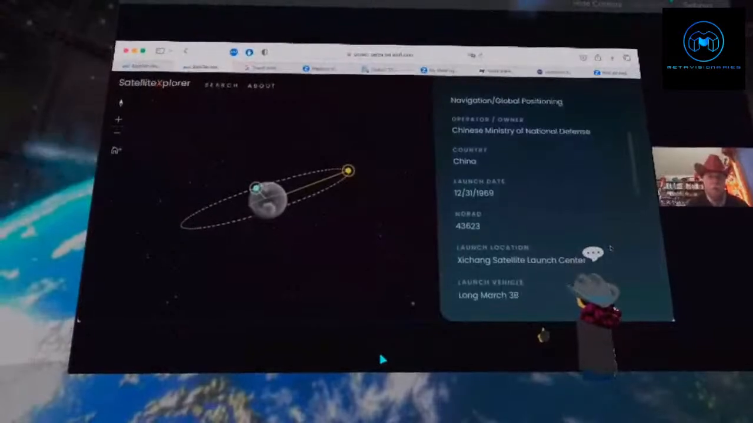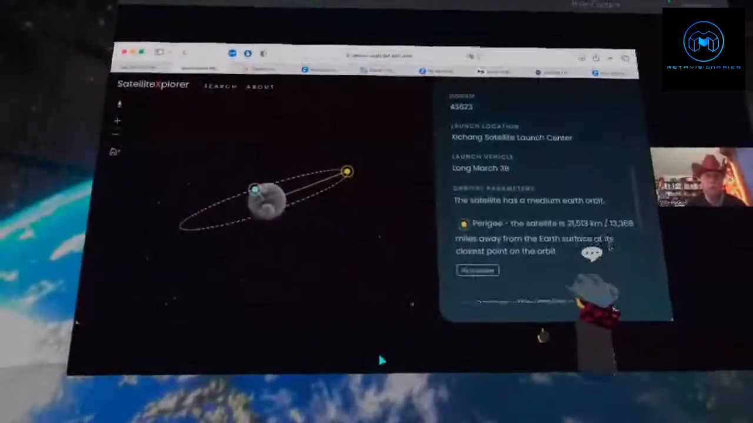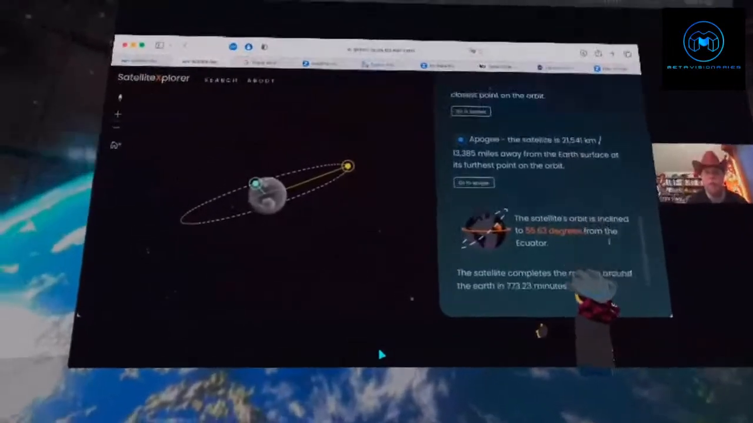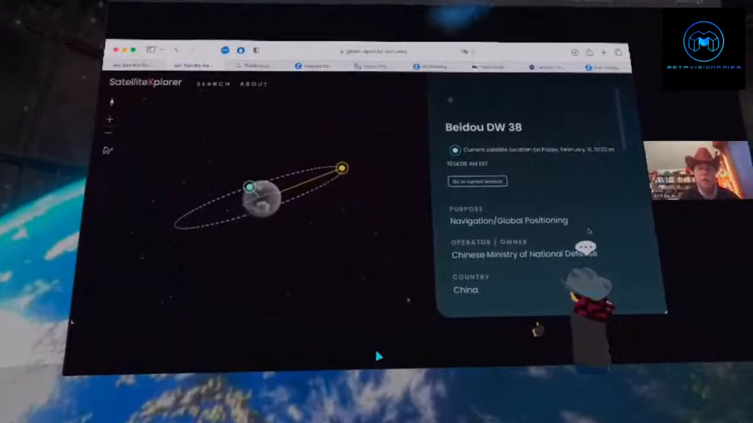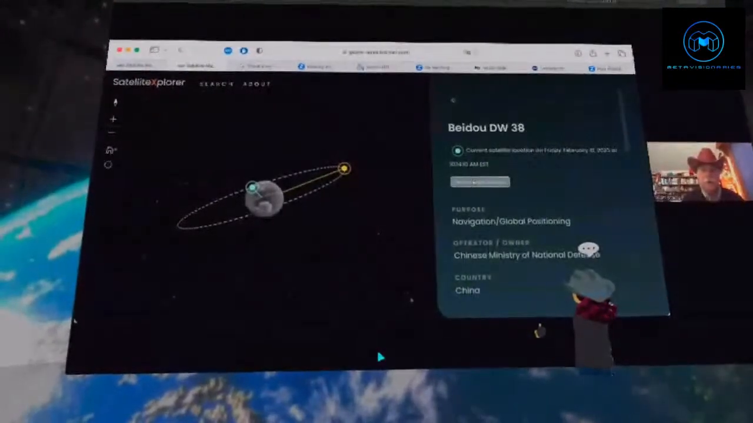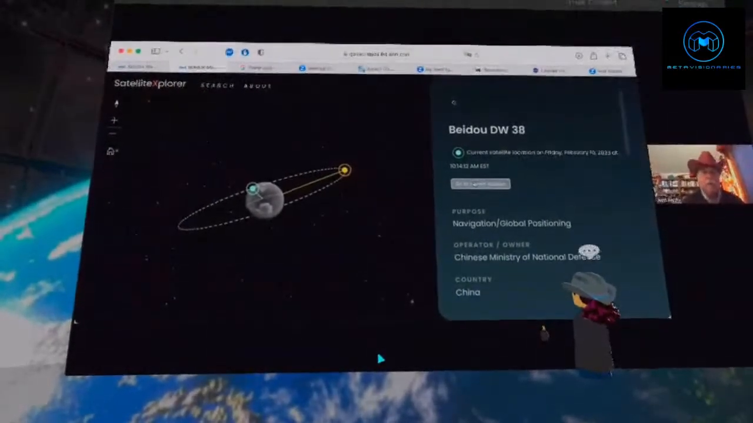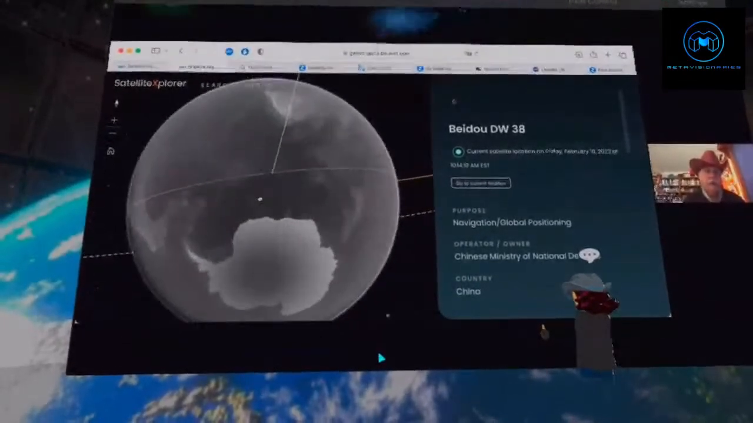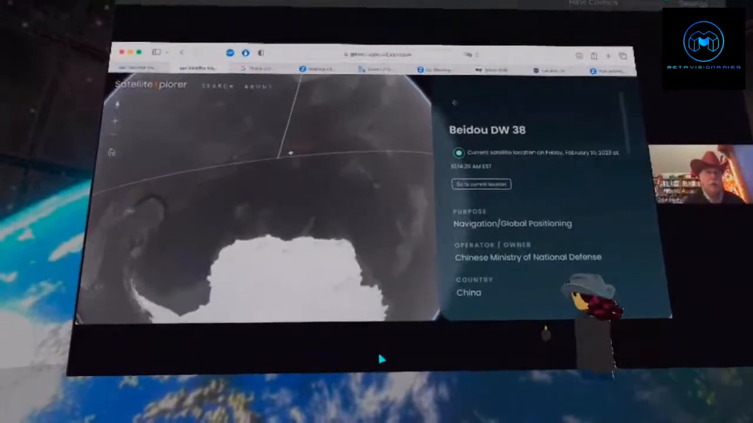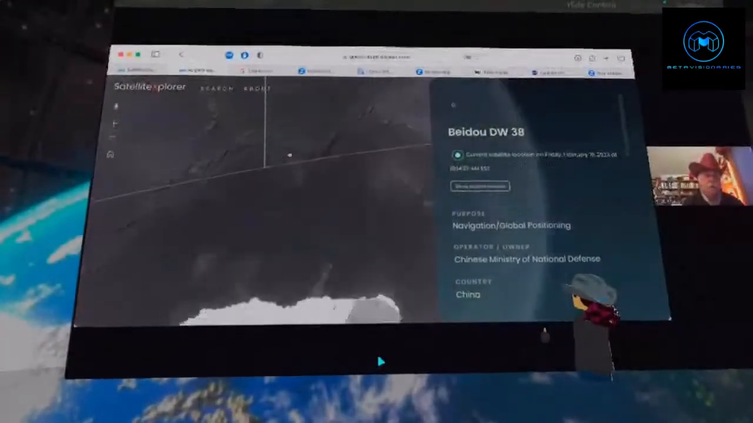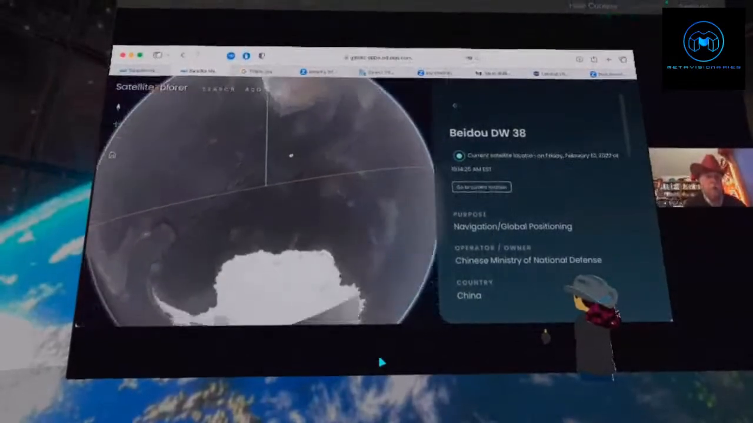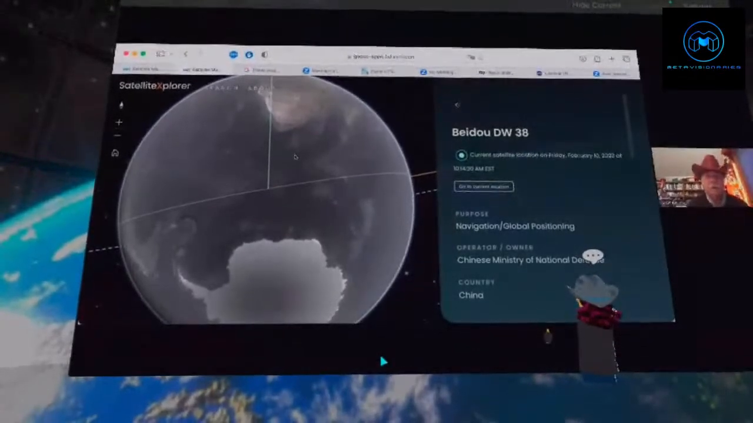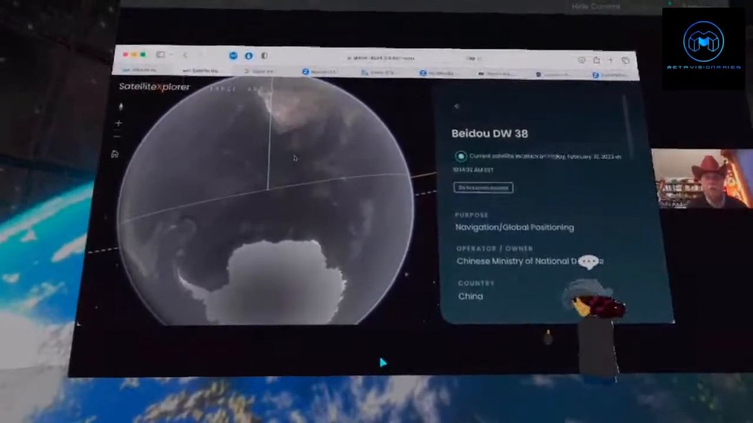It tells you when it was launched, where it was launched from, on what kind of a launcher, and it gives you the orbital apogee and perigee. And we can click on Go to Current Location, and it will actually take us to where on the planet that satellite actually is right now, right as we're watching this. This is in the polar seas, about halfway between Cape Town, South Africa, and the Antarctic continent.